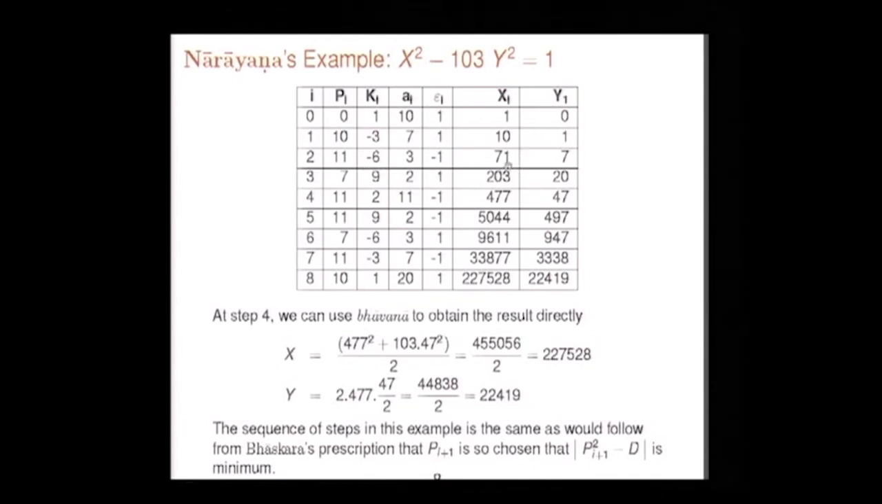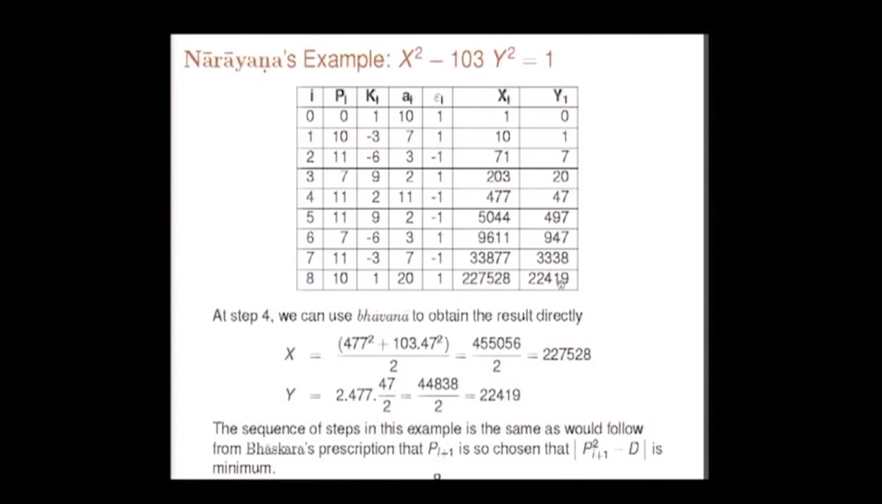So in this stage you have 71 squared minus 103 into 7 squared is minus 6. So you proceed like that, and you can stop at the point where you get k is equal to 2 at step 4. 477 squared minus 103 into 47 squared is equal to 2, and so you can do bhavana and immediately go to the final solution, which is 227528 224419. Of course if you went through the chakravala you would have obtained the same thing.